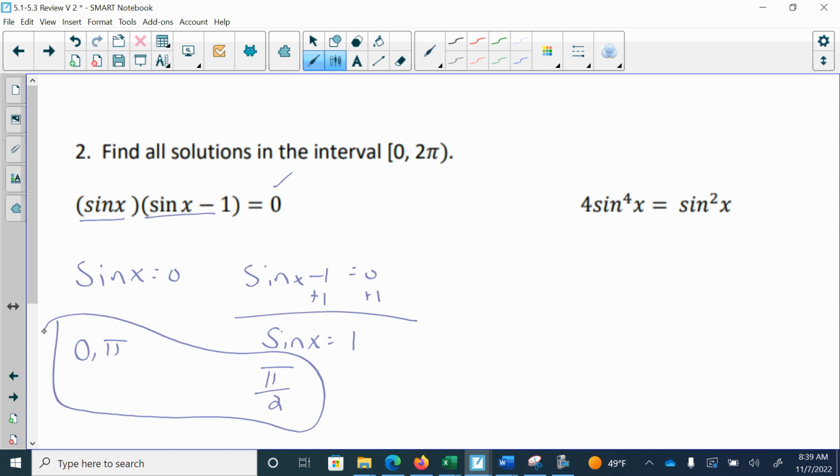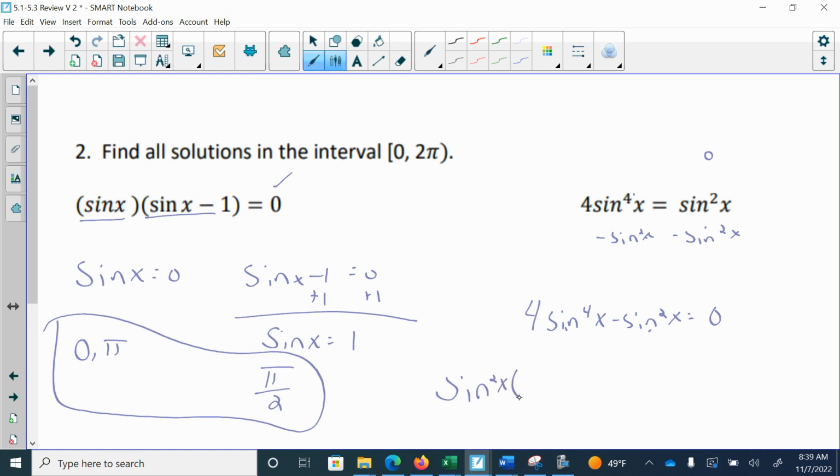The next one, I have 4 sine squared x minus sine squared x. Remember, in order to do anything, it has to equal 0, so I'm going to subtract sine squared x from both sides. Remember that sine to the fourth and sine squared are not like terms. I cannot combine them. So I'm going to write 4 sine to the fourth x minus sine squared x is equal to 0. I can factor out a sine squared x. I am going to do that.